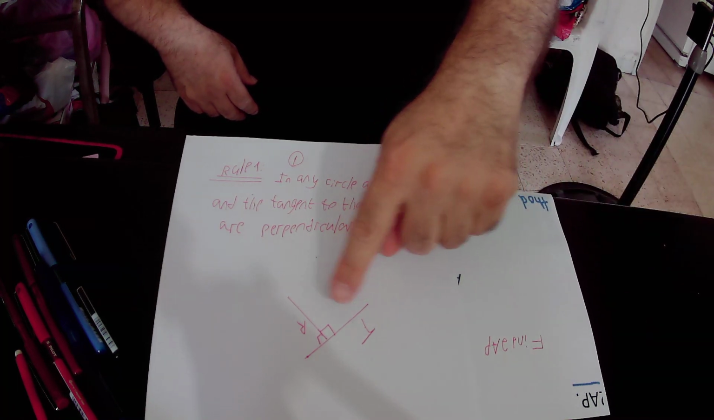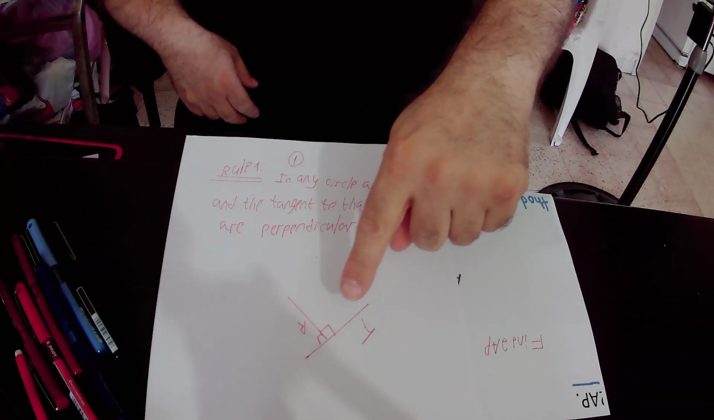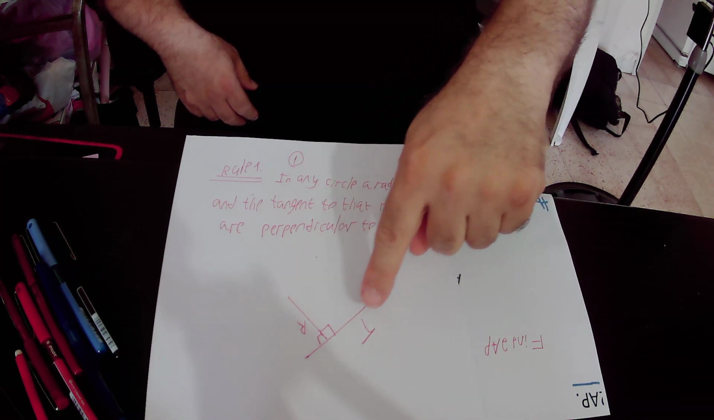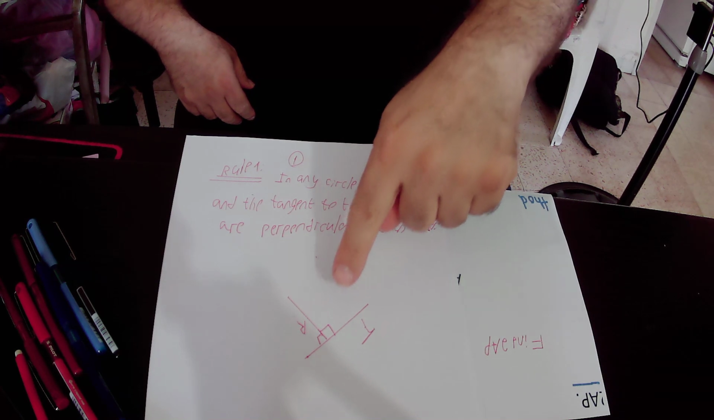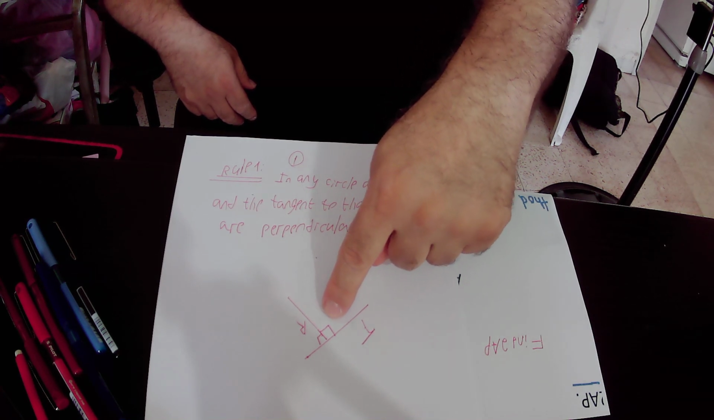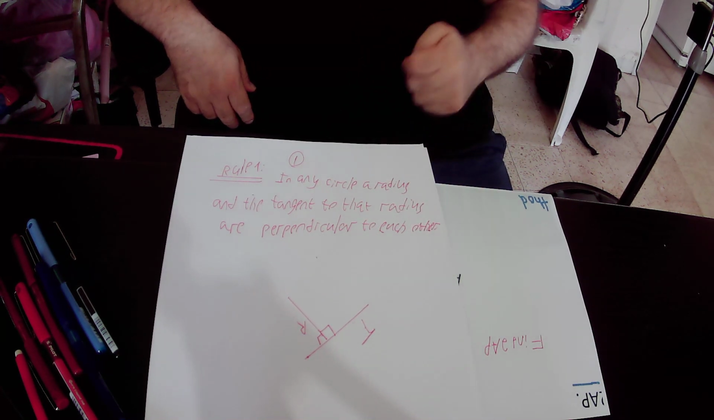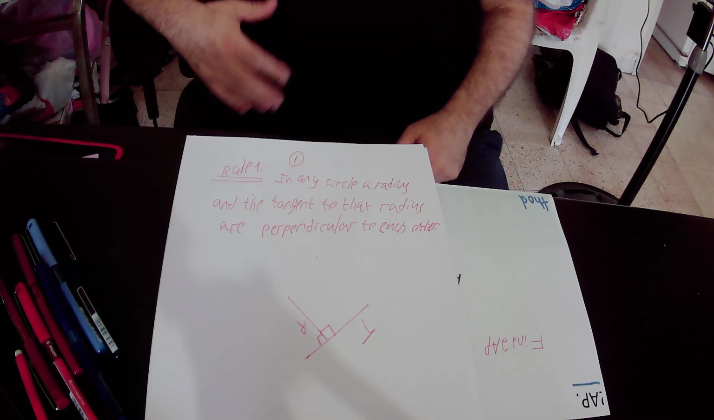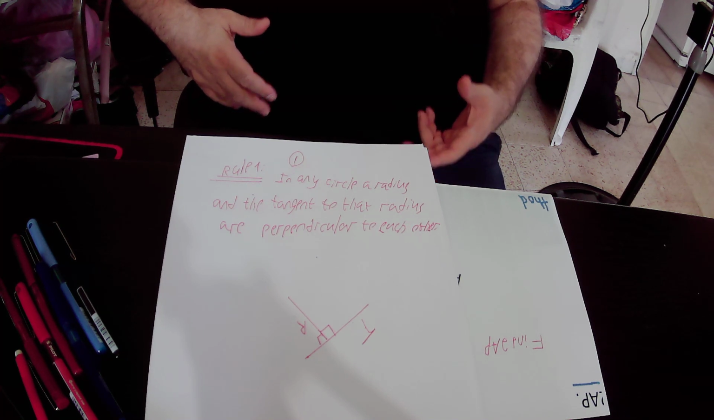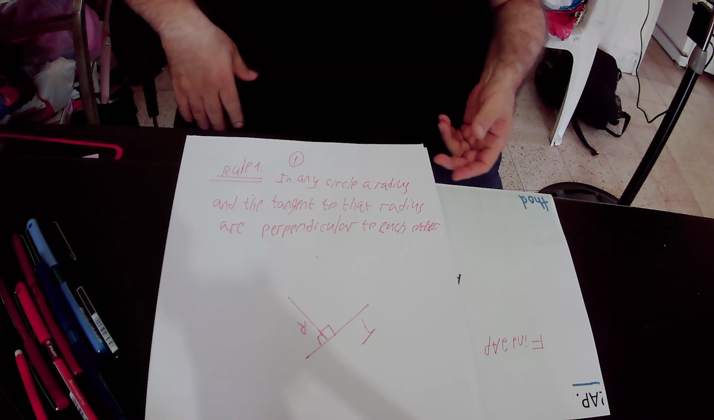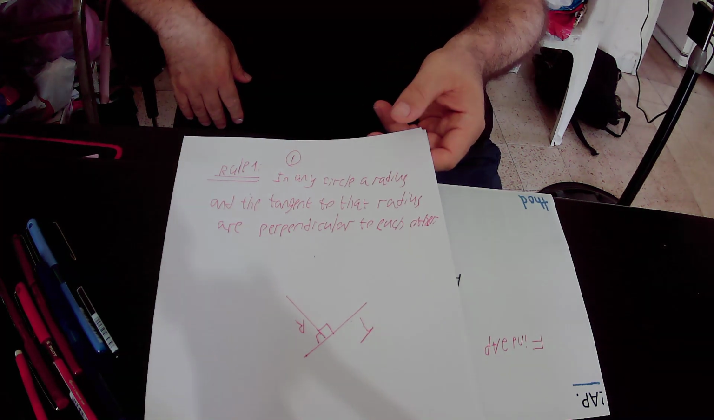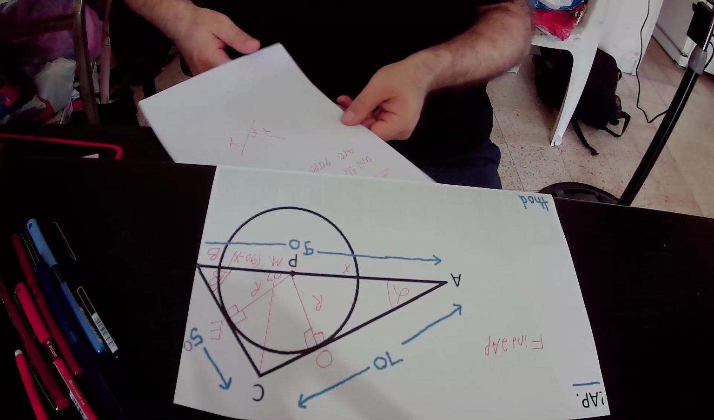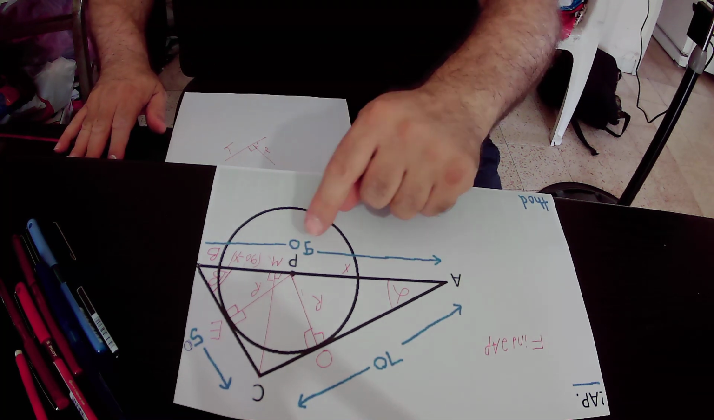So if R is the radius and T is the tangent, R is perpendicular to the tangent. That is to say, this angle is 90 degrees and this angle is also 90 degrees. Okay, so in any circle, a radius and the tangent to that radius are perpendicular to each other. So we can implement rule number 1 in our circle, because we have a radius.